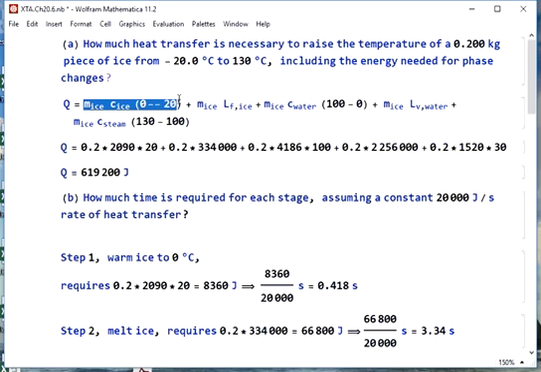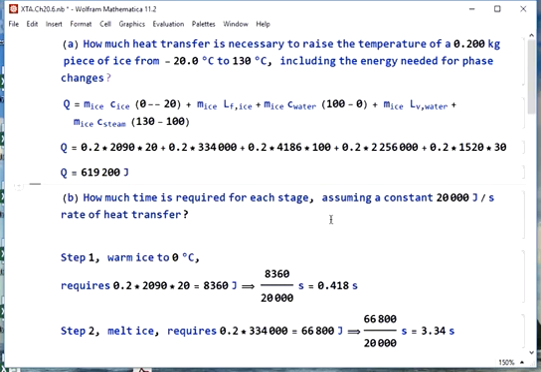We first change the ice from negative 20 degrees to 0 degrees, then we turn it from ice at 0 to water at 0, then we turn the water from 0 degrees to 100 degrees, then we turn it from water at 100 to steam at 100, and finally we raise the temperature of the steam from 100 to 130. When we plug in all the numbers for that, we get 619,200 joules.